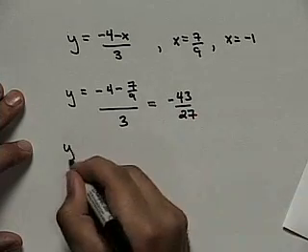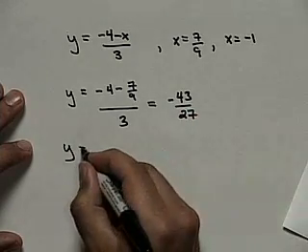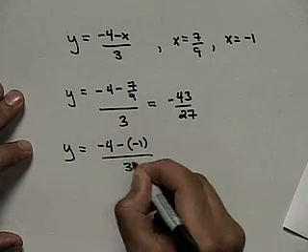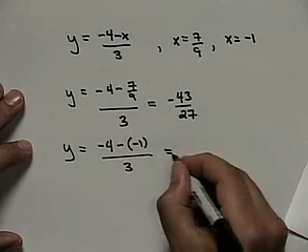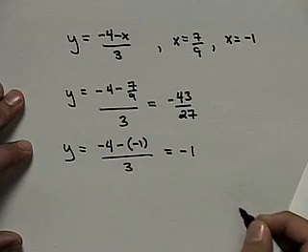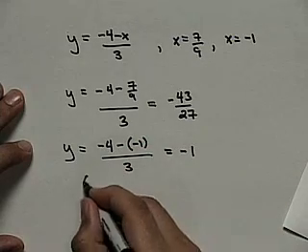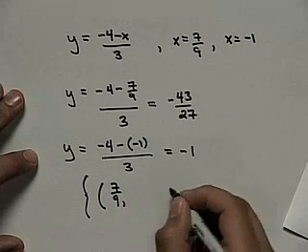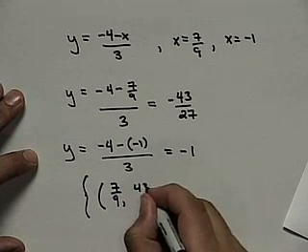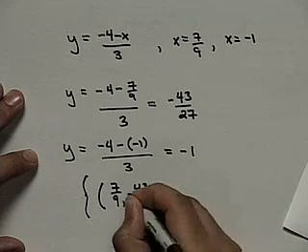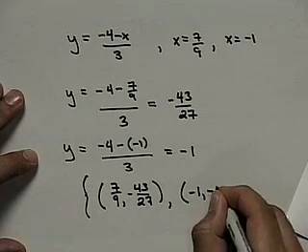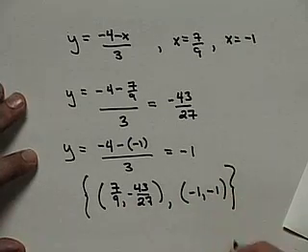And then doing the same thing for the x value of negative 1, we get y equals negative 4 minus the negative 1, all divided by 3. And that gives us that y equals negative 1. So our solution set for this particular system are the points 7/9, comma, negative 43 over 27, and the point negative 1, comma, negative 1.